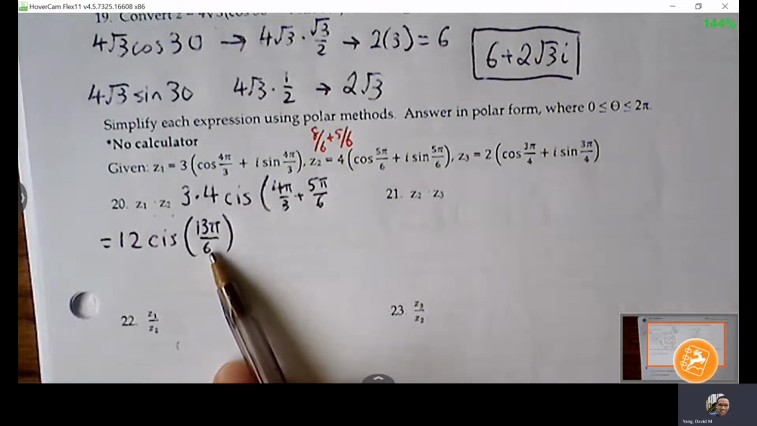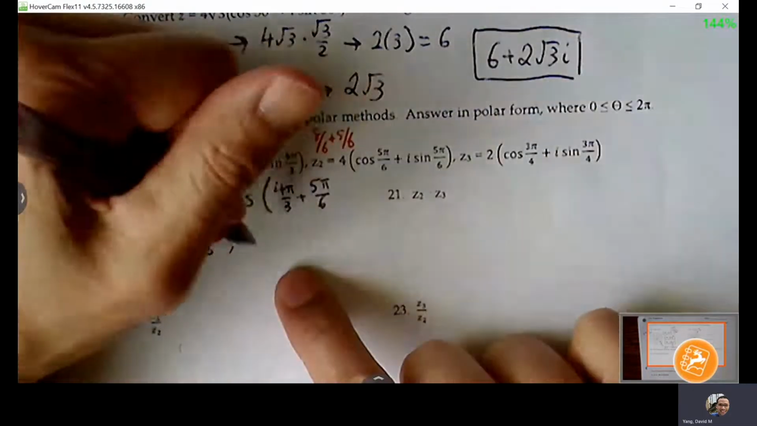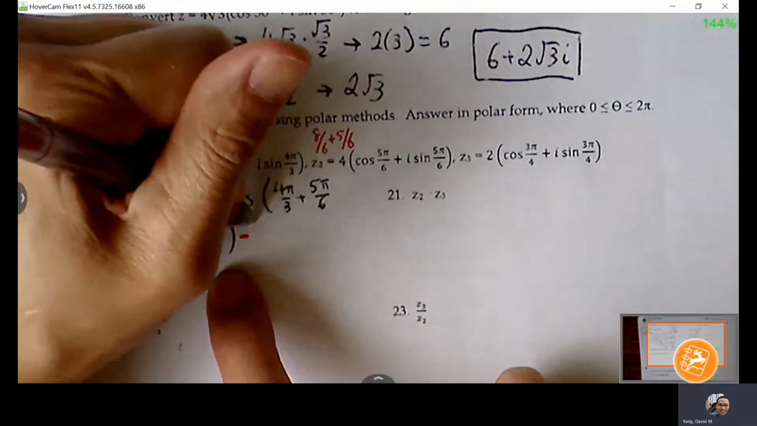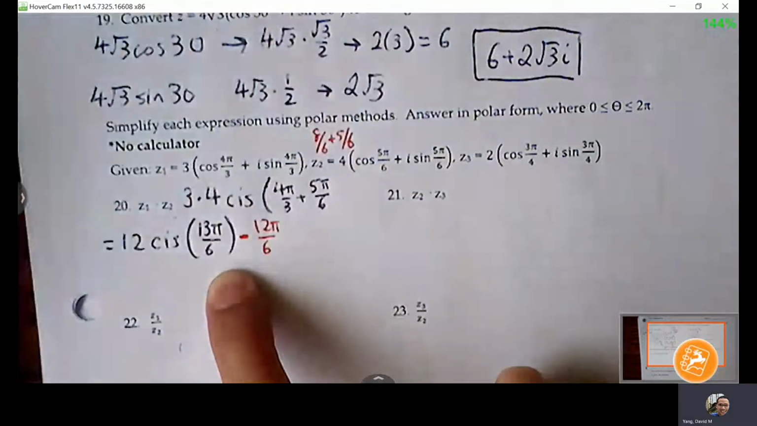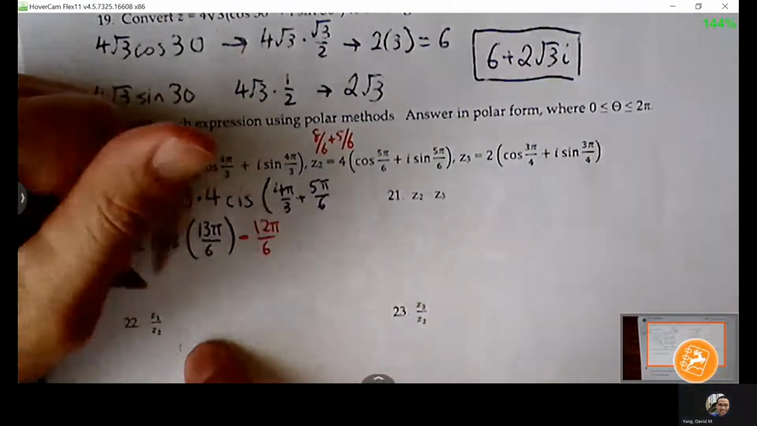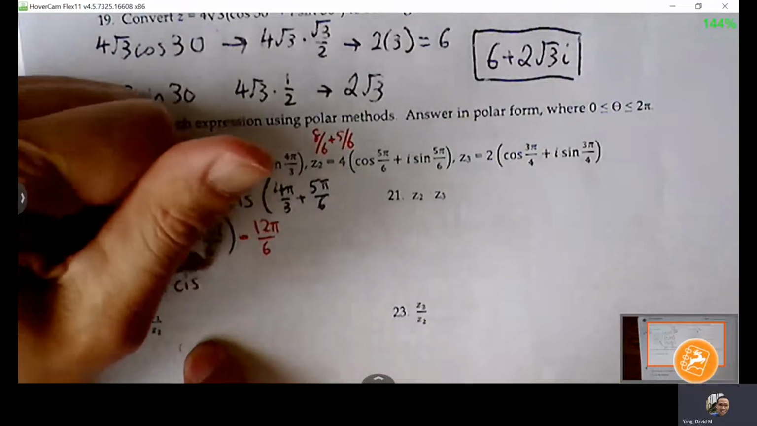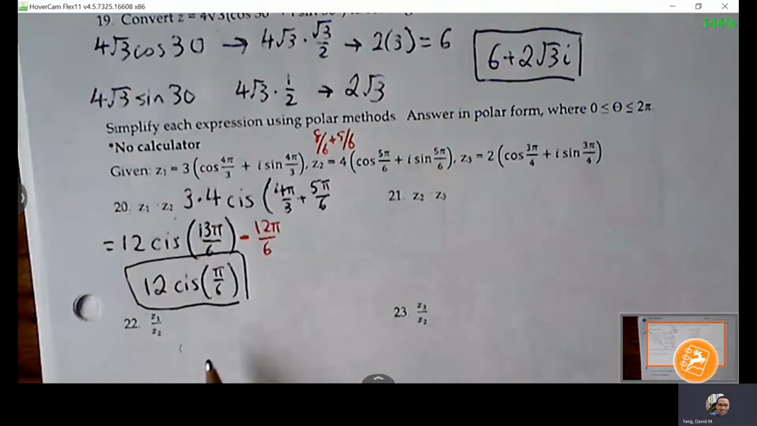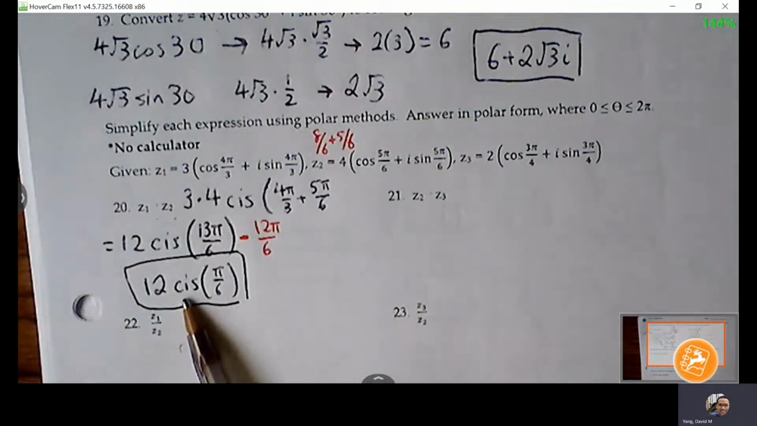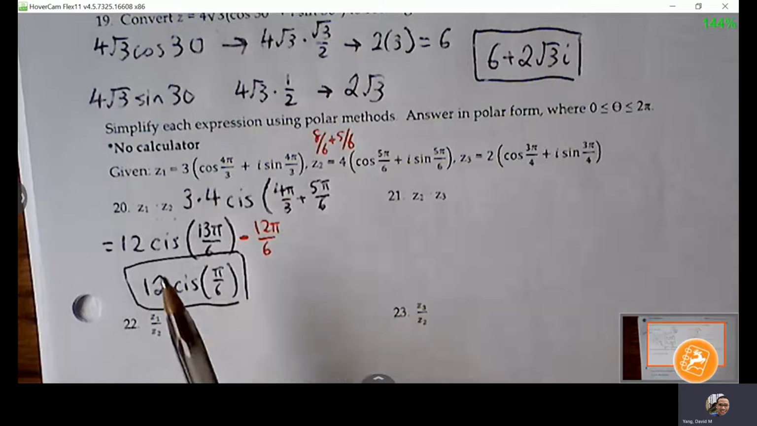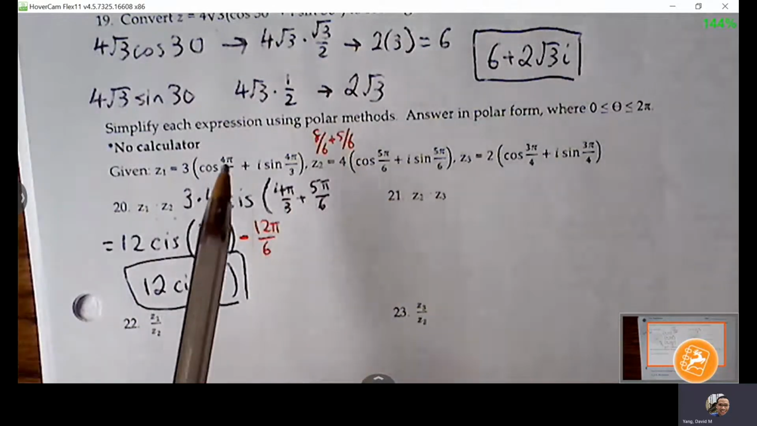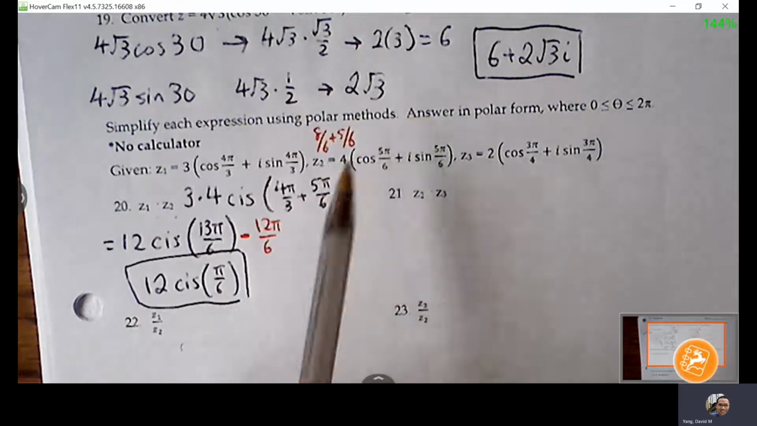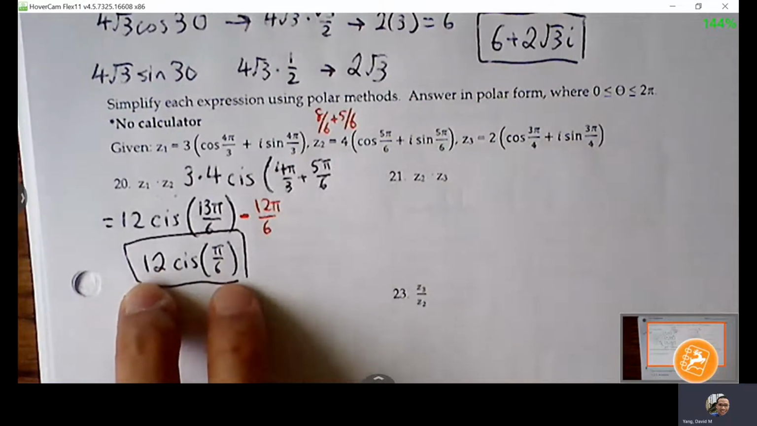So how can I get it into that range? Yeah, subtract 2 pi, right? If I want to match that common denominator, subtracting 2 pi is the same thing as subtracting 12 pi over 6. So 12 CIS. Now, we don't want to resolve this, right? We don't want to find cosine of pi over 6 and sine of pi over 6, because if we do, then we're going back to standard form or rectangular form. It says express using polar methods, so you want to leave the r and theta in your answer.